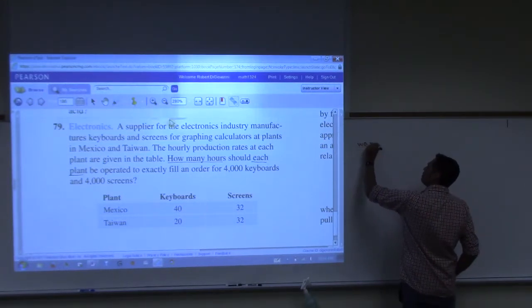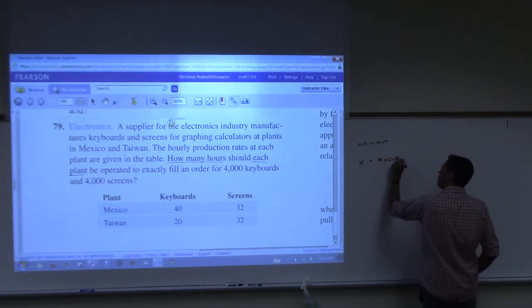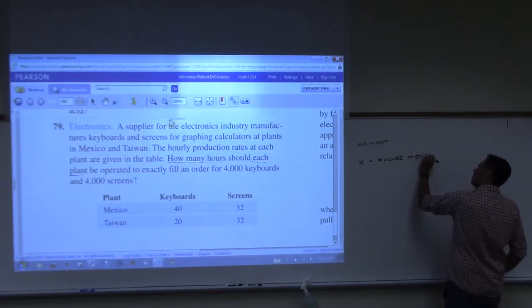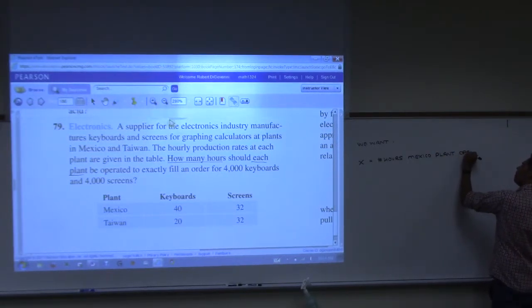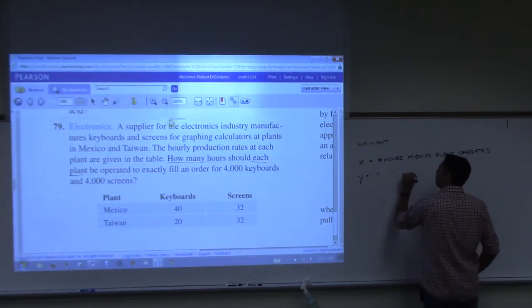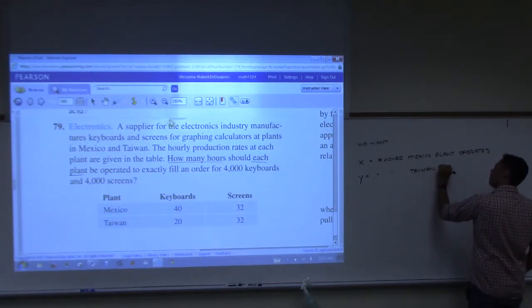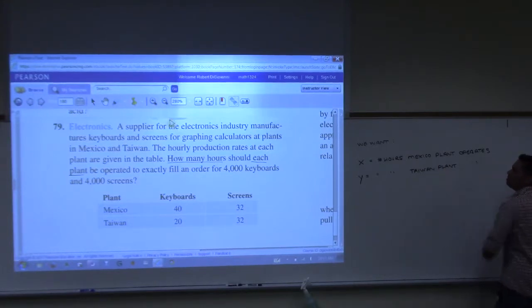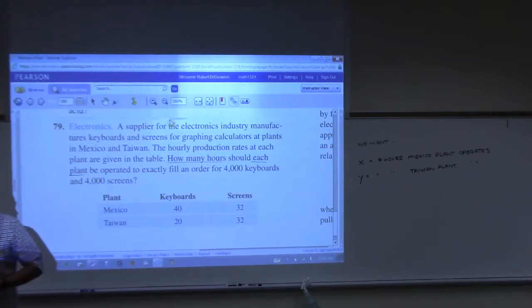Okay, so I'm going to put that here. We want two things. X, which will be equal to the number of hours the Mexico plant operates. And then Y, which is the number of hours the Taiwan plant operates. That's what we want. We want to solve for two different things.